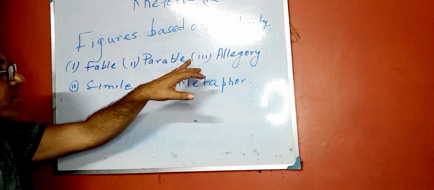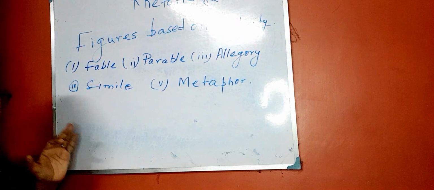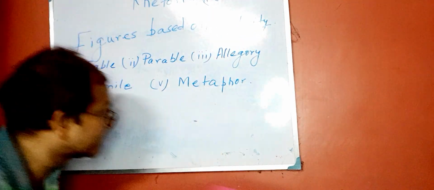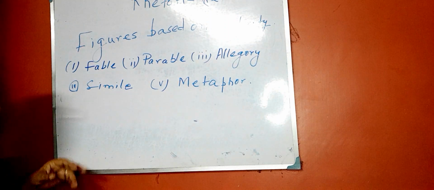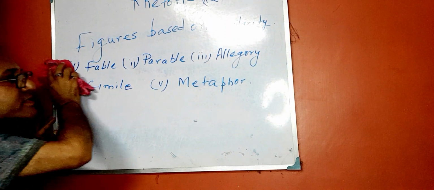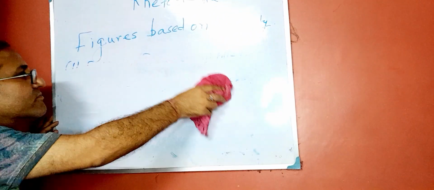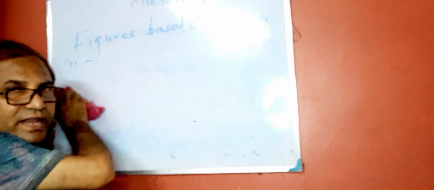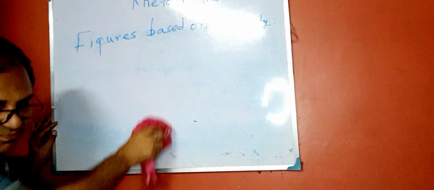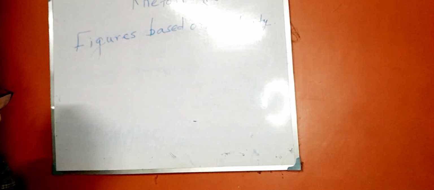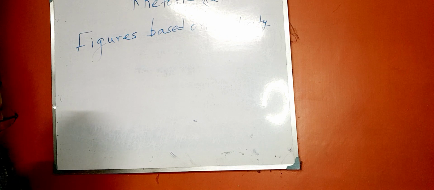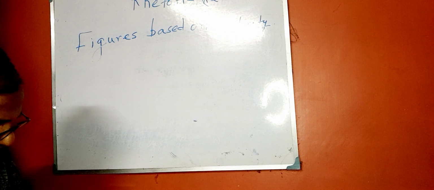Fable, parable, allegory, simile. In my previous class I told you that simile is derived from the Greek word similes, meaning like or likeness. I have given you certain examples. Now we will do some more examples to make you explicit. I am giving you very few examples.